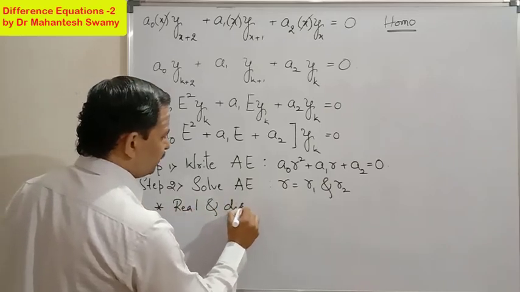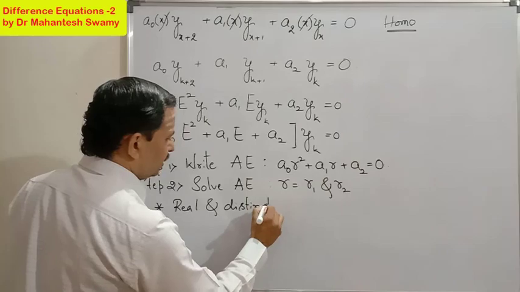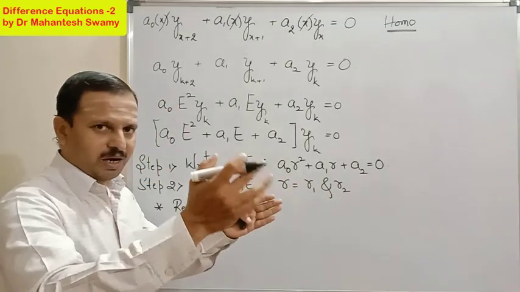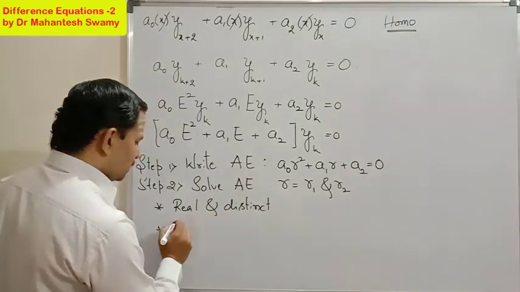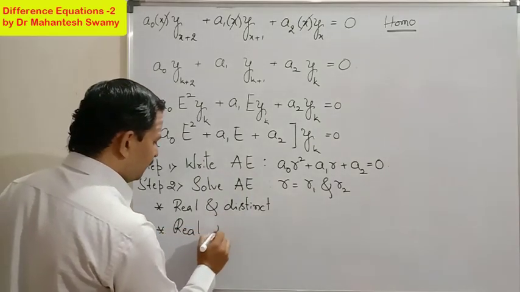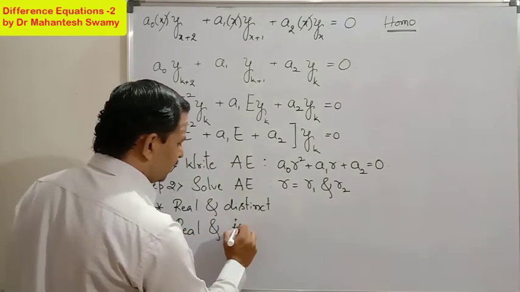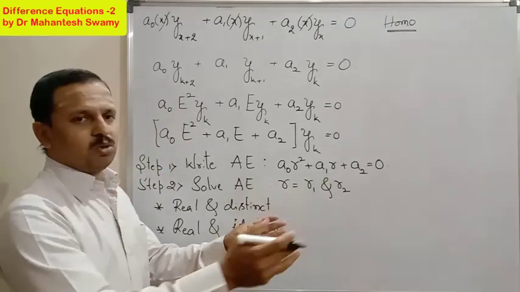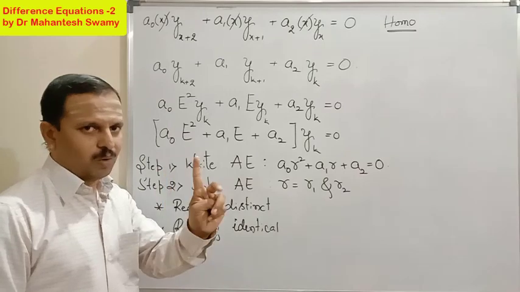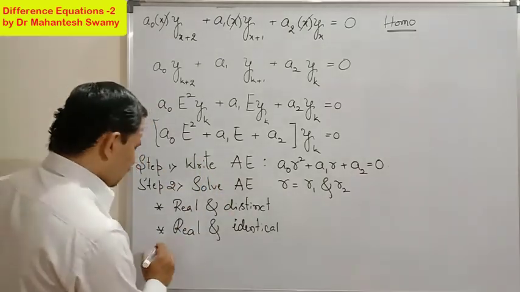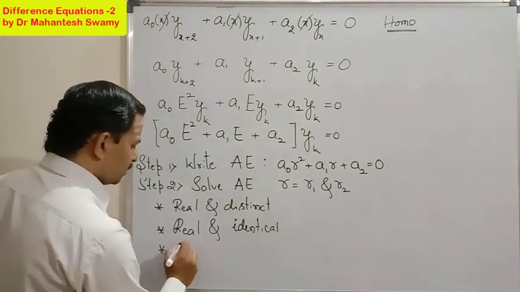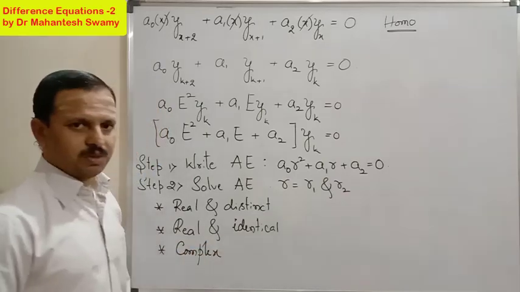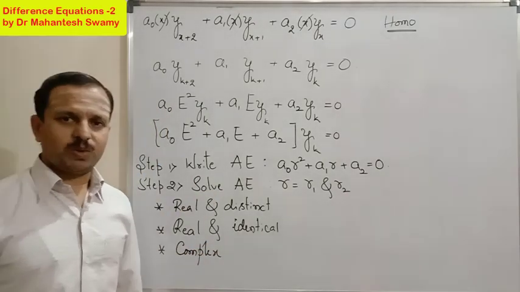That is, roots can be real and different. The first case, that is R1 and R2, will be real and they will be different from each other. The second case is real but identical, that is, both values are the same. That is, R2 is equal to R1, only one R1 repeated 2 times. The third case is complex roots. So these are 3 different cases we are having.